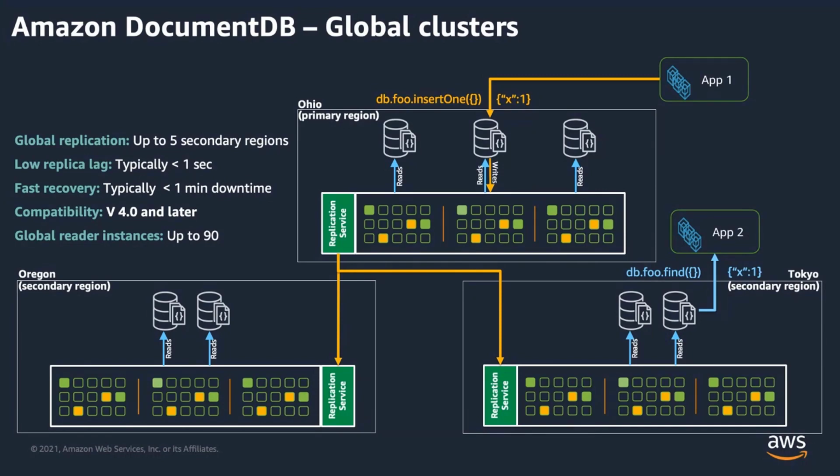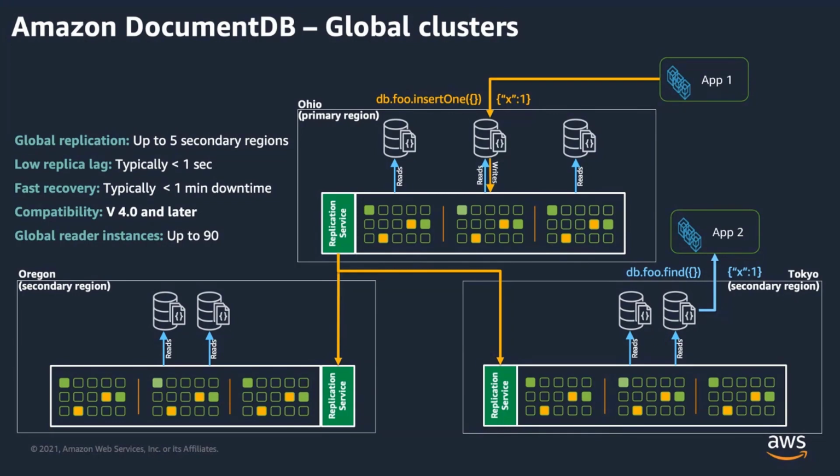Global clusters allows you to recover quickly from regional outages, if and when they happen, should they happen. If an AWS region goes down, you can promote a cluster in a secondary region to a standalone cluster that can accept writes. This process typically takes less than a minute and is ideal for applications with strict recovery time objective or RTO requirements. Global clusters are compatible with DocumentDB engine version 4.0. So if you are running on a lower version like 3.6, you will have to upgrade to the new engine version to use global clusters.